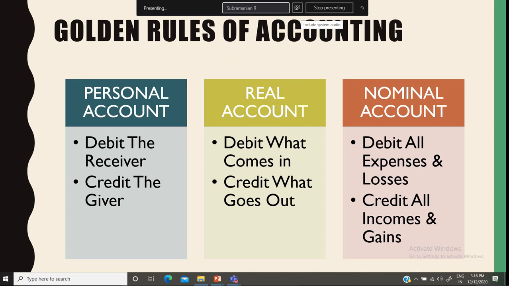Now, what is going if I am purchasing furniture? Ultimately, cash is going out of my business, worth 50,000 or something, whatever might be. Cash is going out from my business. So what should I do? Cash account I have to credit.